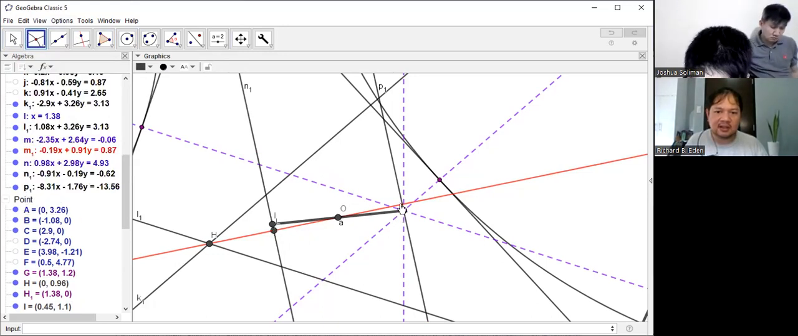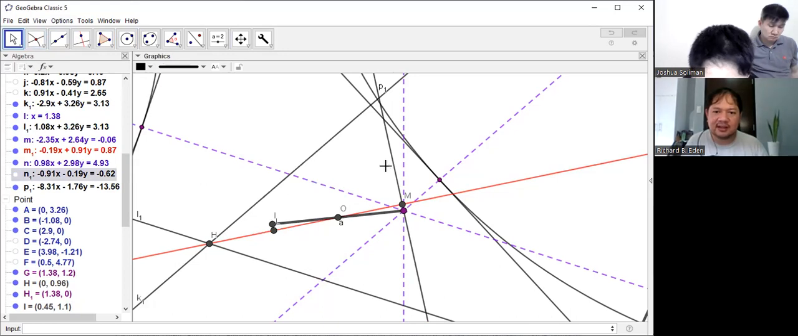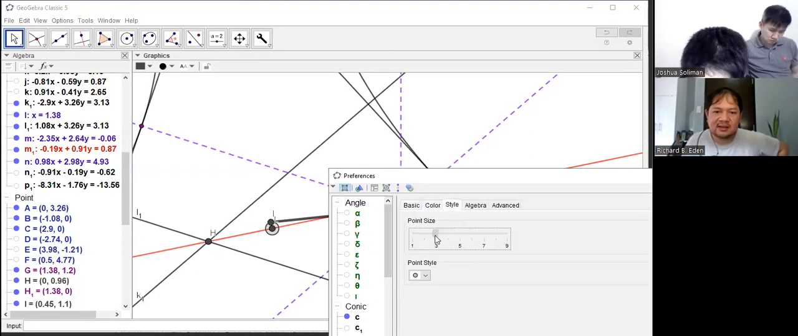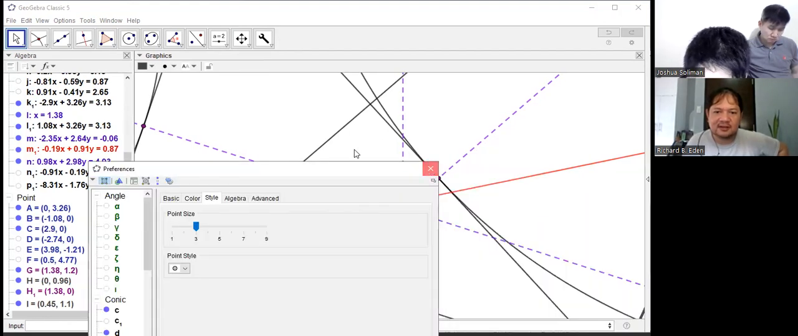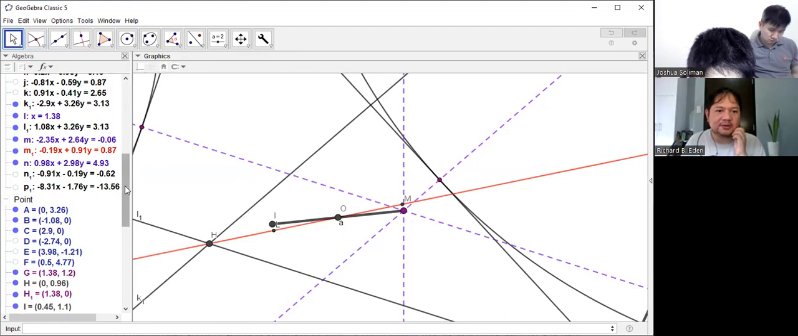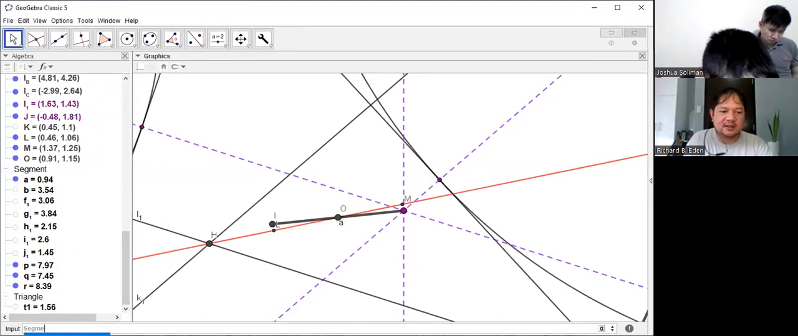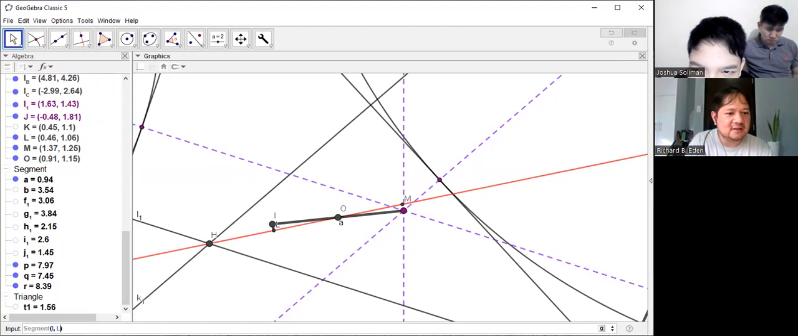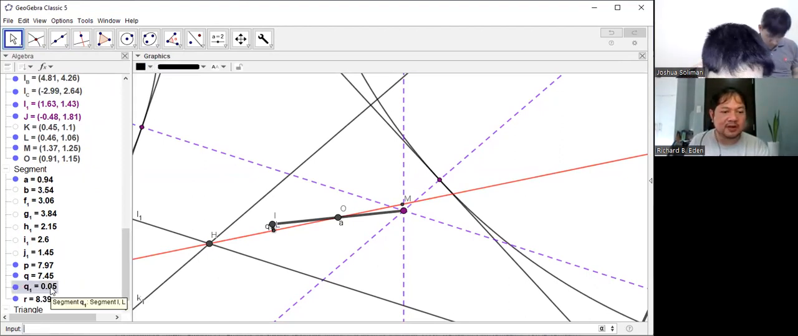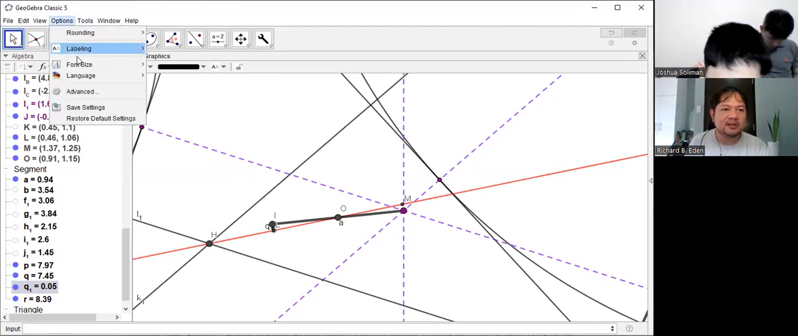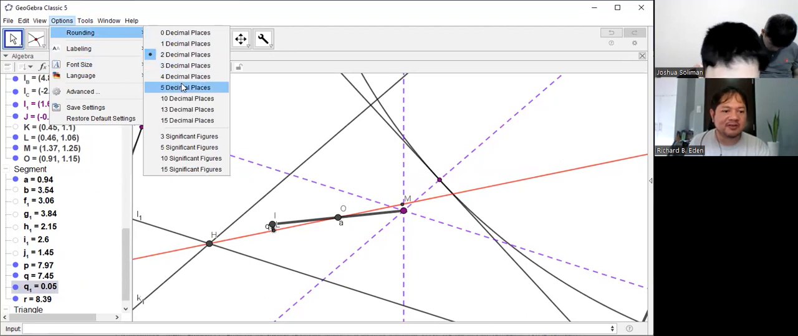The points are too big, so let's hide this and make them smaller. Size 3. Okay, and then segment I, Q1. It shows 0.05, but let's round to 5 decimal places.